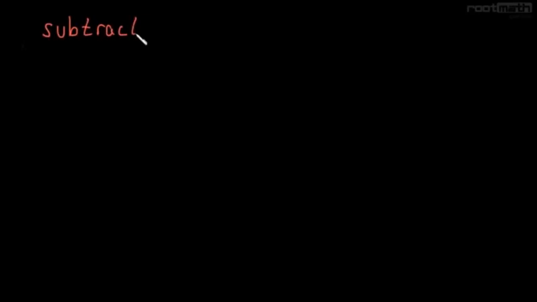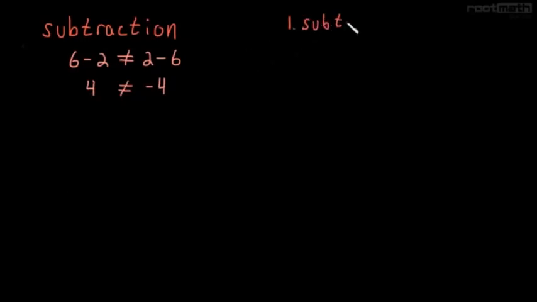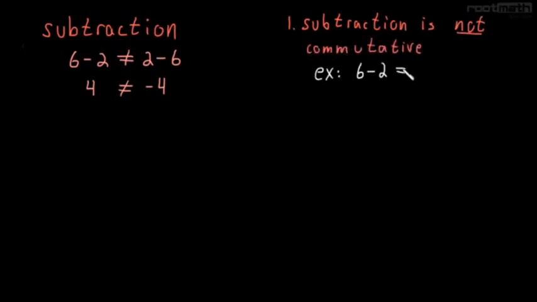I want to talk to you about subtraction. Subtraction is kind of nasty. It doesn't have very many good properties that we like. For instance, 6 minus 2 is not equal to 2 minus 6. Why? Because 6 minus 2 is 4, and 2 minus 6 is negative 4. So obviously 4 is not equal to negative 4. So subtraction is not commutative. And the example we just gave is 6 minus 2 is not equal to 2 minus 6.